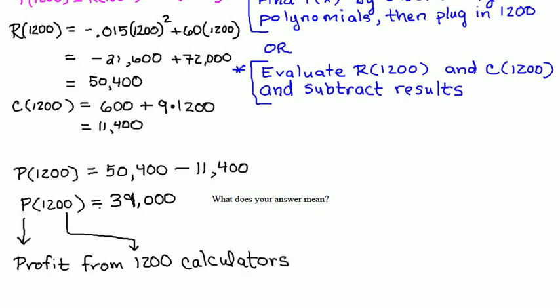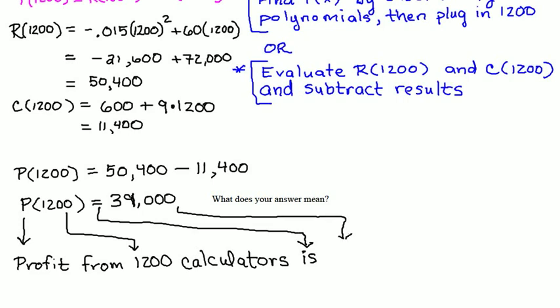Our equal sign is generally the word is or is some form of the verb to be. It could be a past tense or a present tense, depending on the context. And 39,000, since we know that that is our profit, and that the original problem expressed revenue and cost in units of dollars, we know that our profit will also be expressed in dollars. So our whole sentence that puts everything together says profit from 1,200 calculators is $39,000.